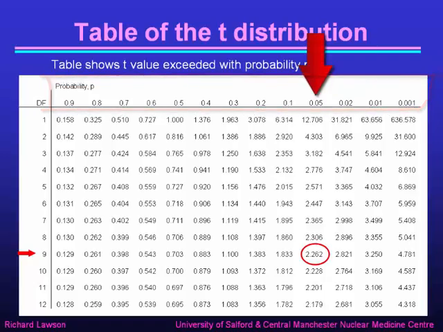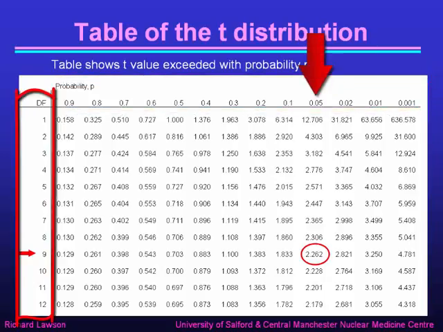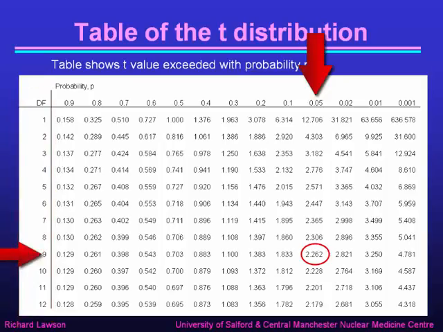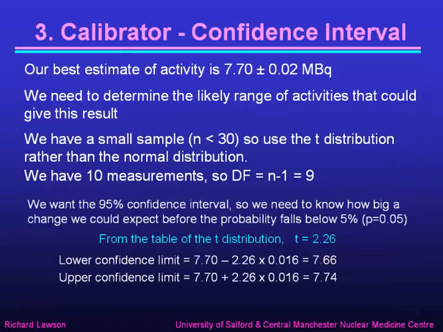The different rows correspond to different numbers of degrees of freedom. We want 9 degrees of freedom, so we want this row. The number at the intersection of 9 degrees of freedom and p is 0.05 is 2.262. That tells us how many times the standard deviation we need to go into the tails before we end up with a 5% probability. So getting back to our calculation of confidence intervals, we found the t-value of 2.26.